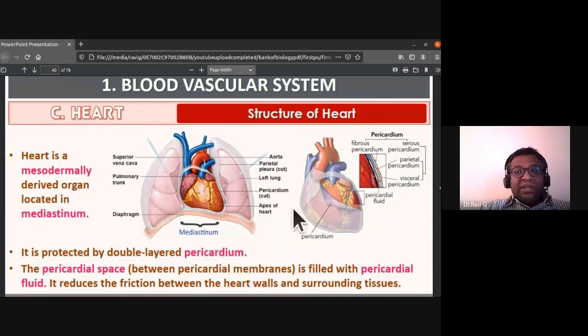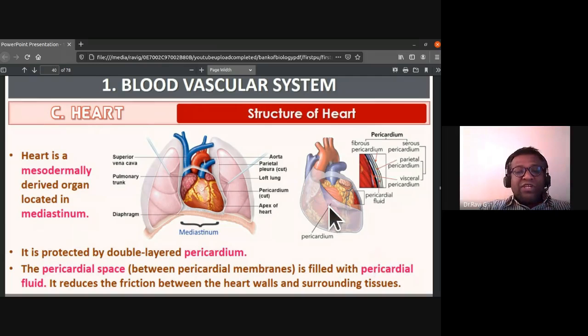The heart is protected by this double layered pericardium. The pericardial space is between the outer and inner pericardium. The pericardium is made up of fibrous pericardium and serous pericardium, that is, the parietal pericardium and visceral pericardium, and in between them is the pericardial fluid. The pericardial space between the pericardial membranes is filled with pericardial fluid.